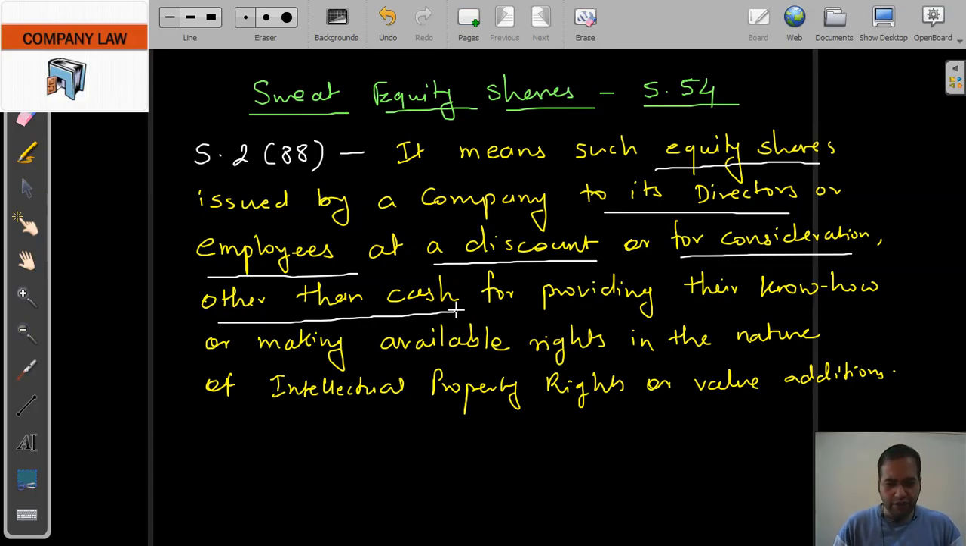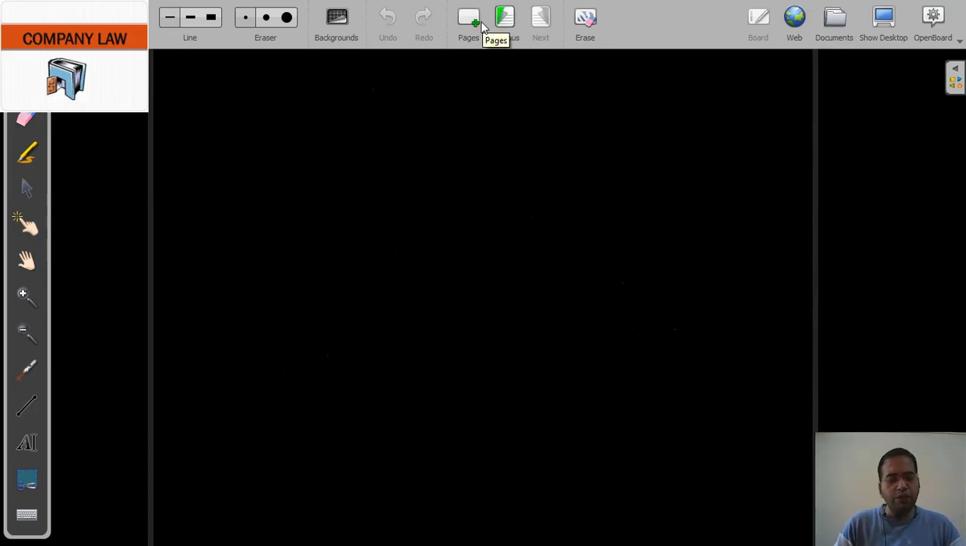Now we need to understand the conditions about sweat equity shares. So basically this Section 54 talks about conditions for issue of sweat equity shares.